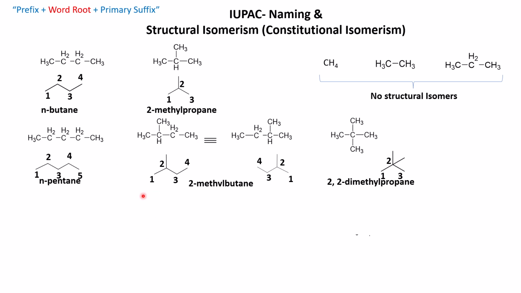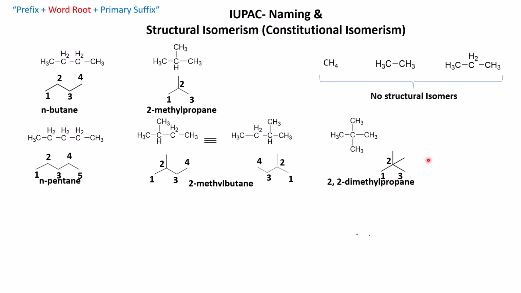So the name of this compound will be 2-methylbutane. Same thing is true here. The longest carbon chain is a 4. The methyl group is in the second position, so that's why it is 1, 2, 3, 4, 2-methylbutane. Let's take a look at the last compound.